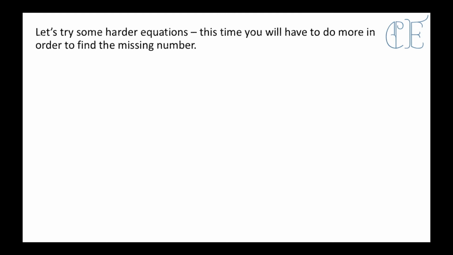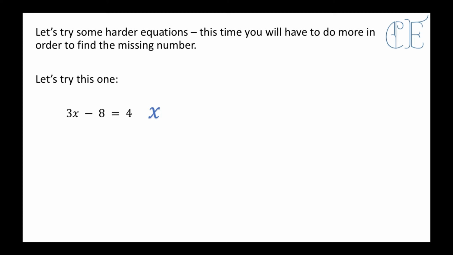Okay, so let's look at another example, something a bit harder. This time you'll have to do more in order to find the missing number. Let's try this one: 3x minus 8 equals 4. Now we have to think what is happening in this equation. We can't think that the 3 goes first. The x has to be thought about first because it's what is happening to x that matters.